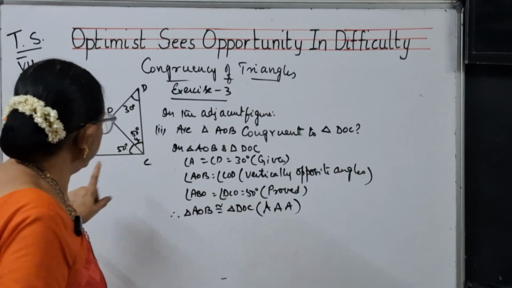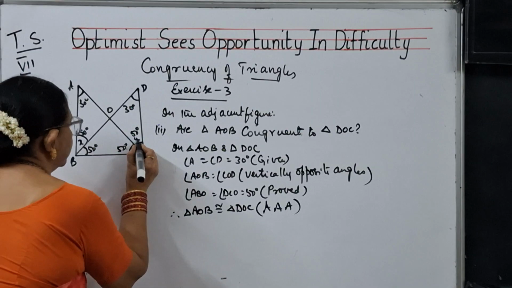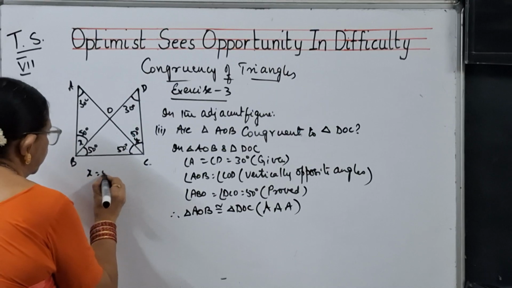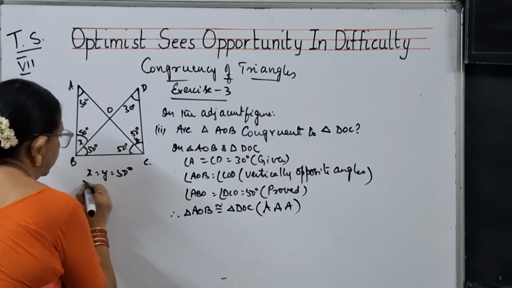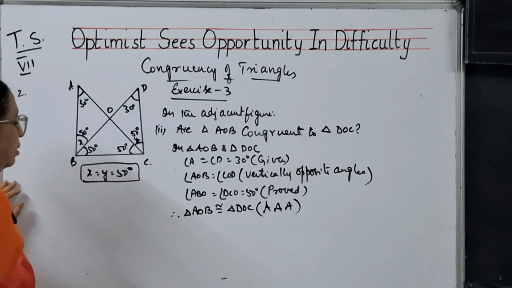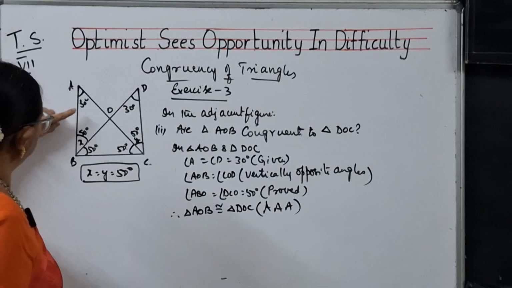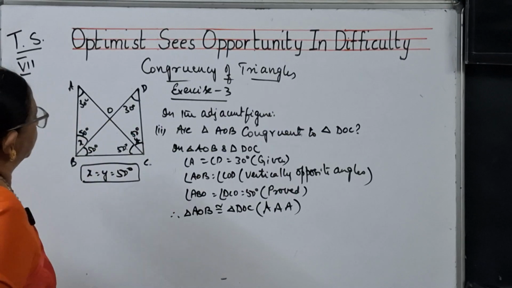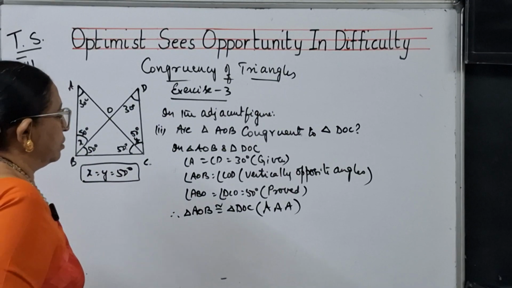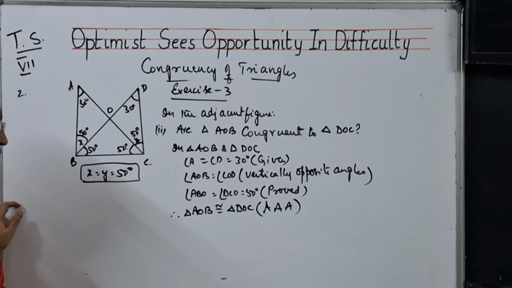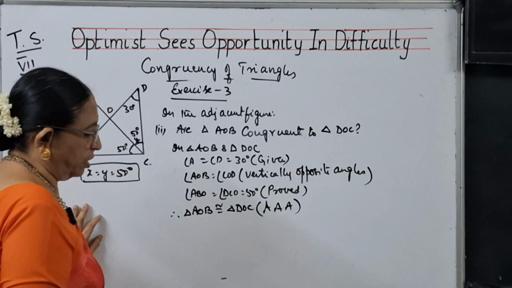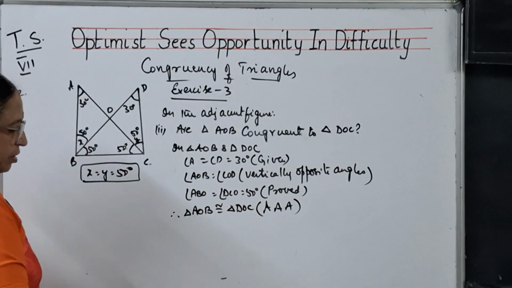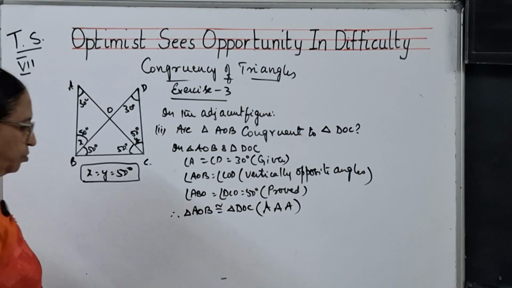So this angle's measure, this is why I have considered it. Even if I consider it as y, I have got x is equal to y, that is 50 degrees. I have got it by proving it. So if this is 50 degrees, these two angles are equal, and these two angles are equal because they are vertically opposite angles. So we can say that triangle AOB is congruent to triangle DOC basing on angle property. This is the question, children.